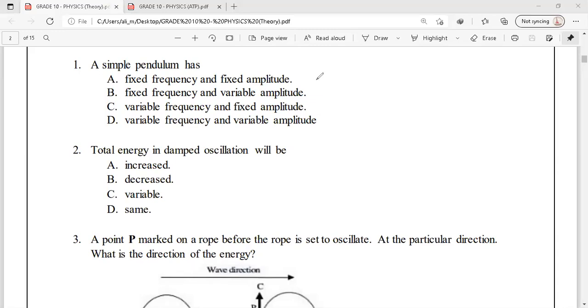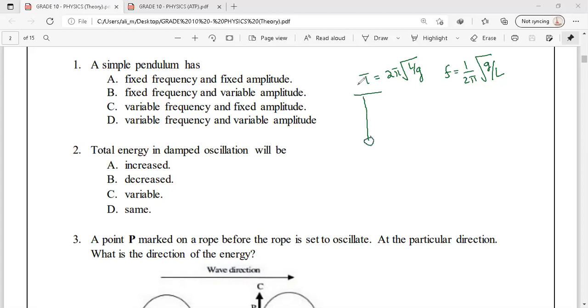A simple pendulum has fixed frequency and fixed amplitude, fixed frequency and variable amplitude. Actually in these options we have to identify the frequency and amplitude of a simple pendulum. We know that the time period of the simple pendulum is 2π√(L/g). So the frequency of that simple pendulum would become 1/2π√(g/L). If the length of the pendulum is the same, the frequency of that pendulum will remain constant or fixed, while the amplitude of the pendulum may change.